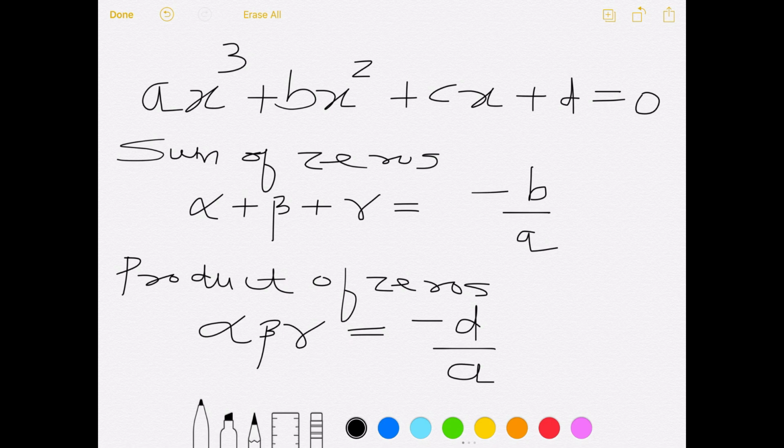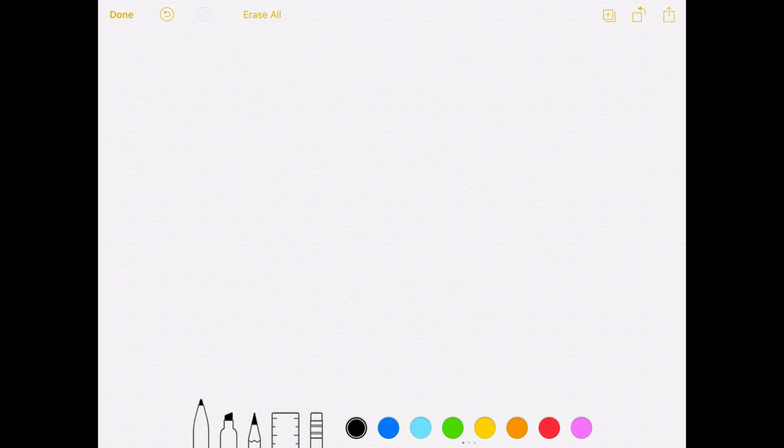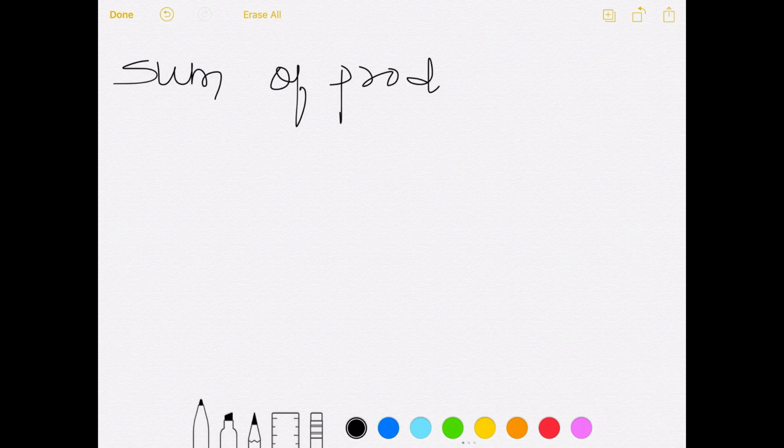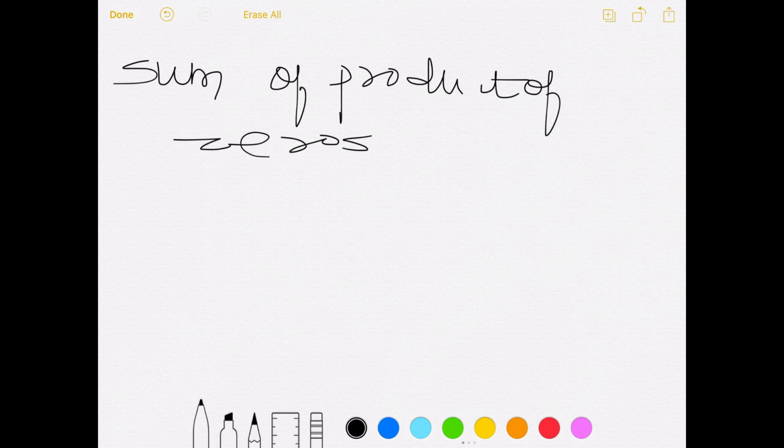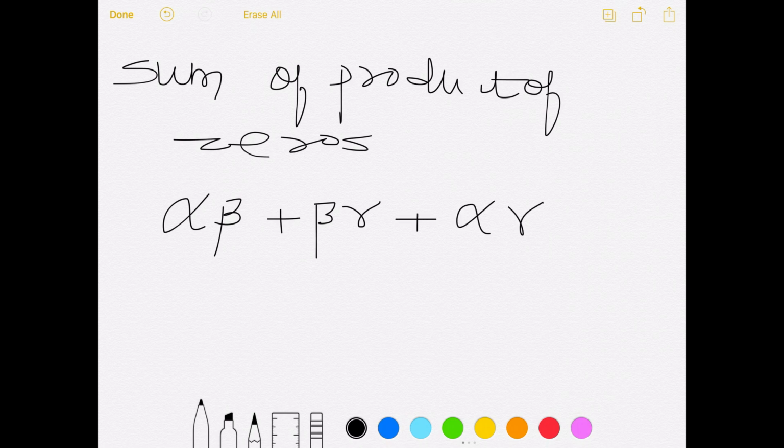There is one more term in the case of a cubic polynomial, known as the sum of the product of zeros. That is, we are taking the products as well as the sum of the zeros, represented like this: alpha beta, the product of the zeros, plus beta gamma, plus alpha into gamma. The formula to find this is c upon a. So don't have any confusion in the formulas, be clear with them.